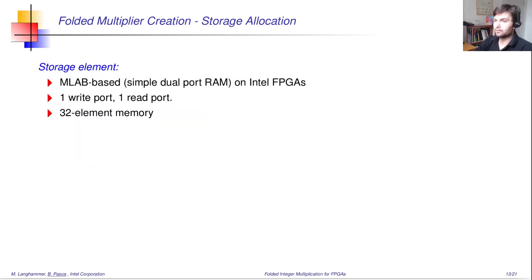Next, we tackle storage allocation. We store operation results in register files which are implemented in MLAB-based memories on Intel FPGAs. These memories have two ports, one dedicated to writing and the other to reading. One single MLAB has a capacity of 32 20-bit elements. A 2052-bit storage, with up to 32 elements, requires just above 100 MLABs, or an equivalent of 1000 ALMs.